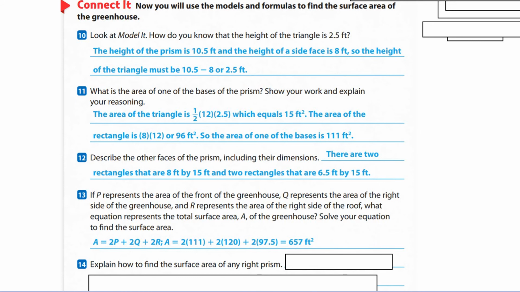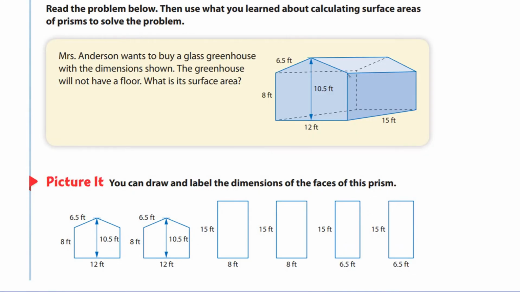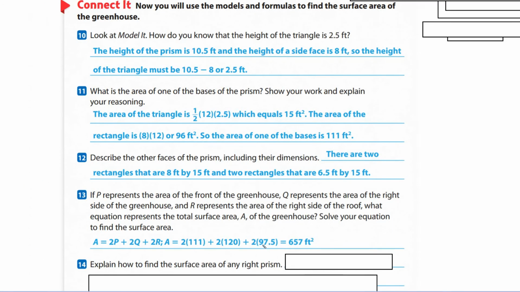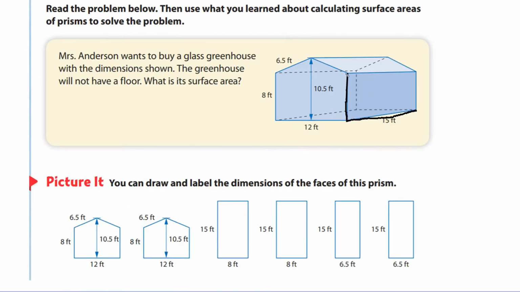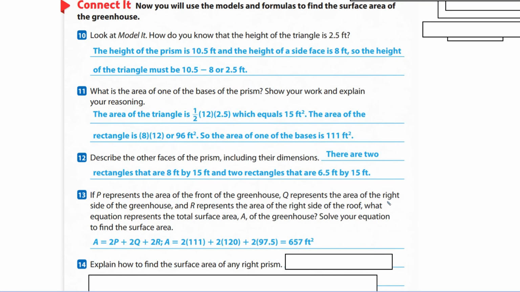Okay, think about that. 8 by 15. 8 by 15 is 120. Okay. And then 2 times 97.5, because 15 times 6.5 is 97.5. And then you add them all up, and you get 657 feet squared. This one I did the math, and it's accurate.